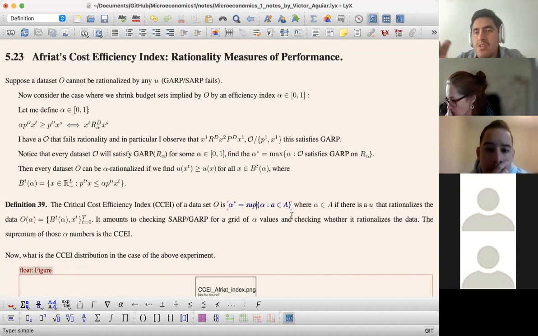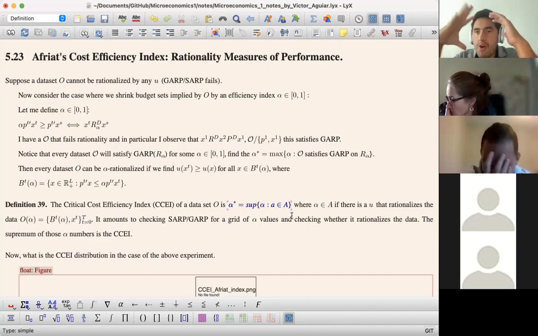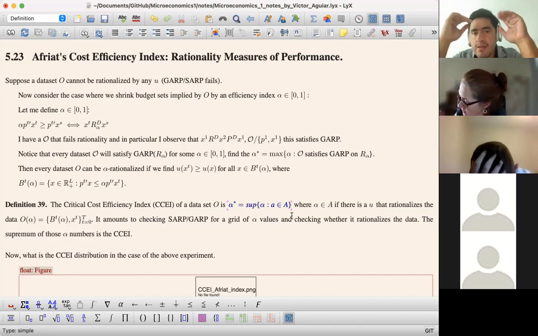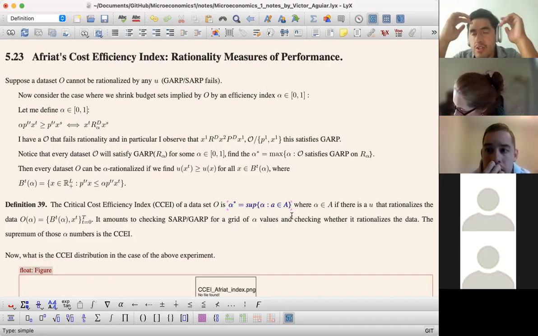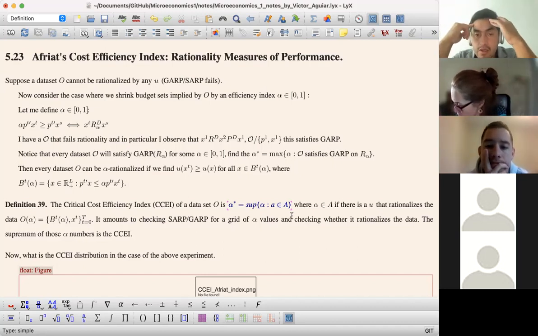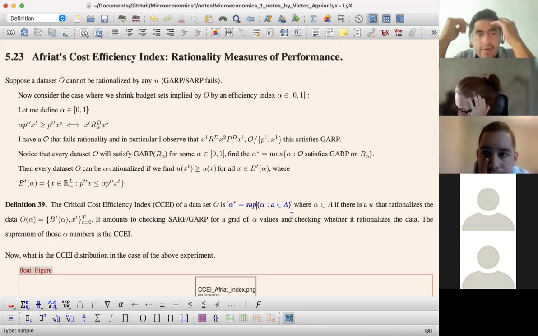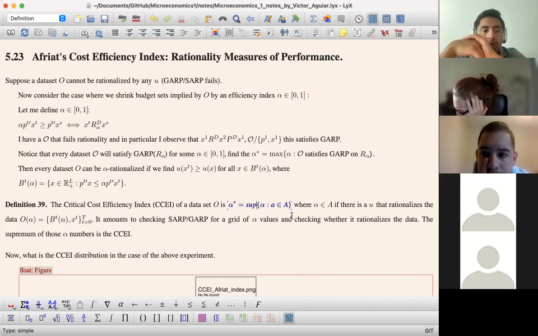Here I'm just using the sup to be careful, right? Because it's not clear that 1 is achievable, so it might be open. Just to be careful in the sense that it's not a closed set, though it is bounded, where alpha is such that there is a U that rationalizes the data, right? It amounts to checking GARP for a grid of values and so on.